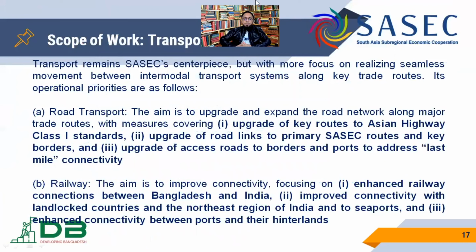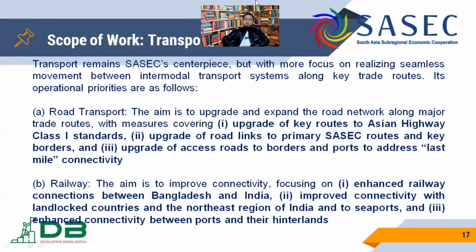At the scope of work, under the SASEC operational plan, countries were planned to cooperate with each other in terms of development of road transport connectivity. It aims to upgrade key roads to ASEAN Highway Class 1 standard and upgrade the road links to primary SASEC roads and key borders, and upgrade the access of roads to border and ports. So their first objective is establishing road connectivity between the member countries and facilitating cross-border trade.